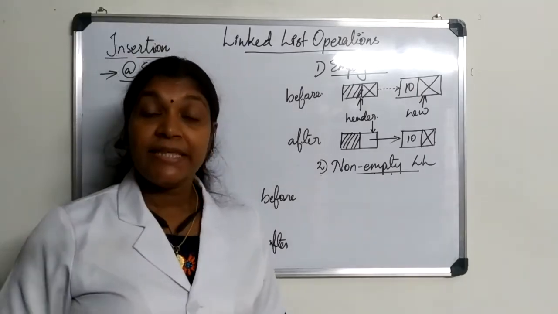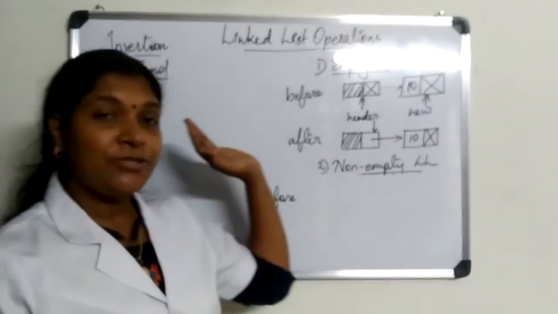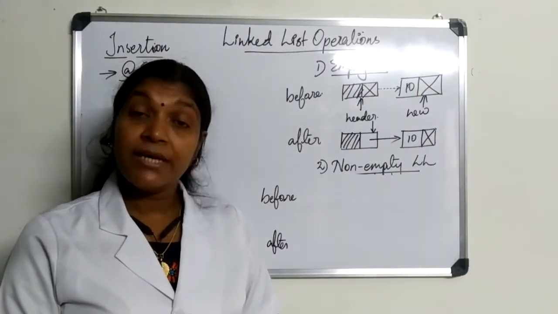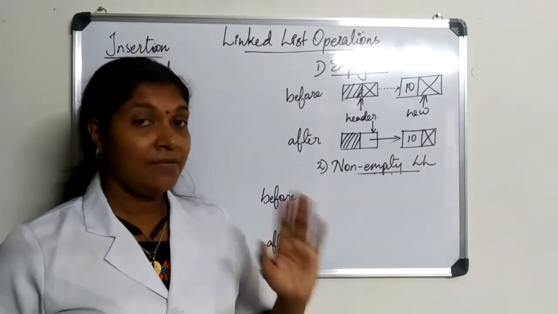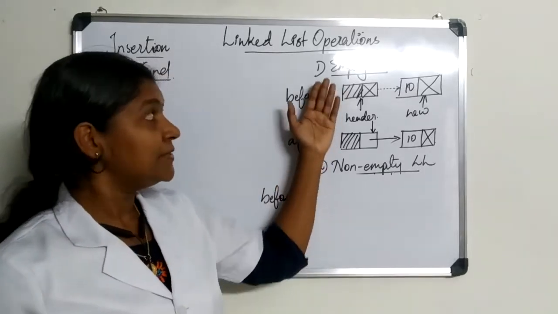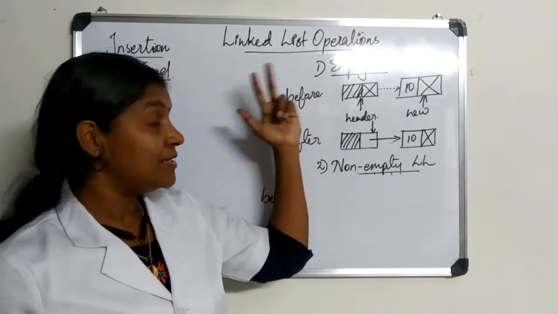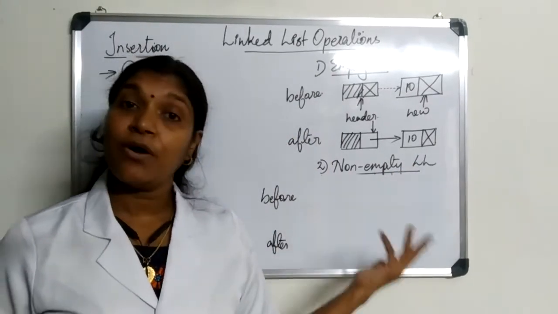So next is the insertion of a new node at the end. Here also, in all the three cases of insertion, at the beginning, at the end, and at the middle location, we will consider, as I already mentioned, two cases. First one is insertion into an empty linked list, and second one, insertion into a non-empty list.